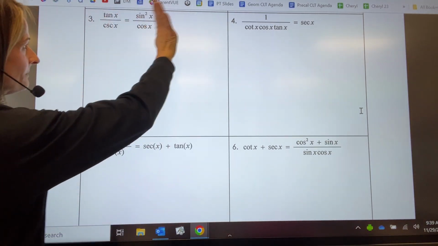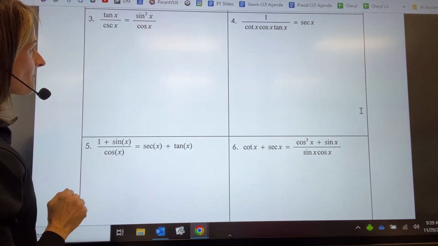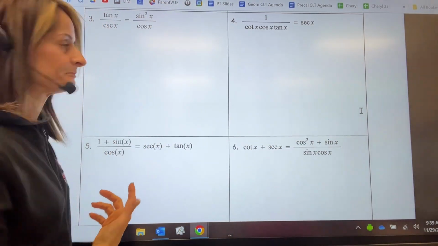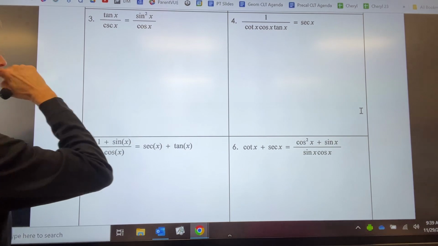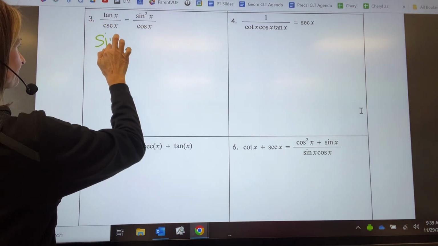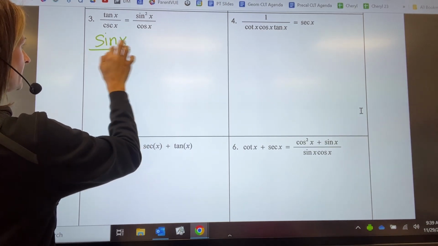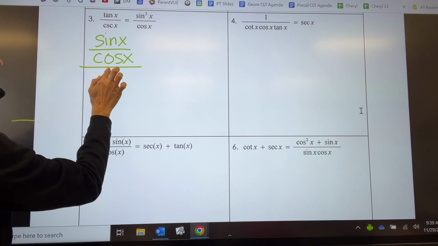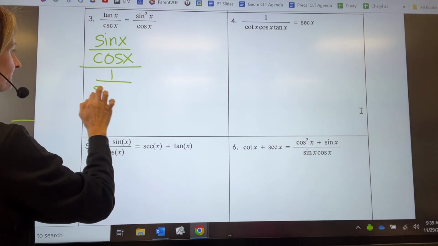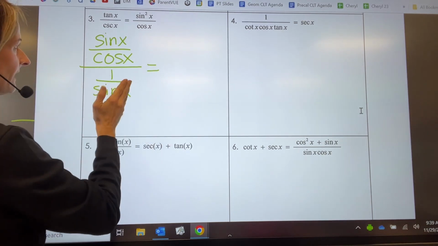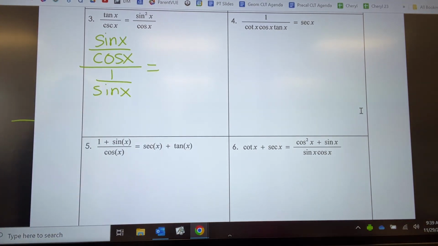So that means I'm not doing anything with the right side. But to show everybody I'm working on the left side, I need to put an equal sign on the right. So I'm going to rewrite tangent as sine of x over cosine of x. And then I'm going to write cosecant as 1 over sine of x. And I'll put an equal sign here to tell everyone I'm working on the left side. And I'm definitely going to run out of room. That's okay.